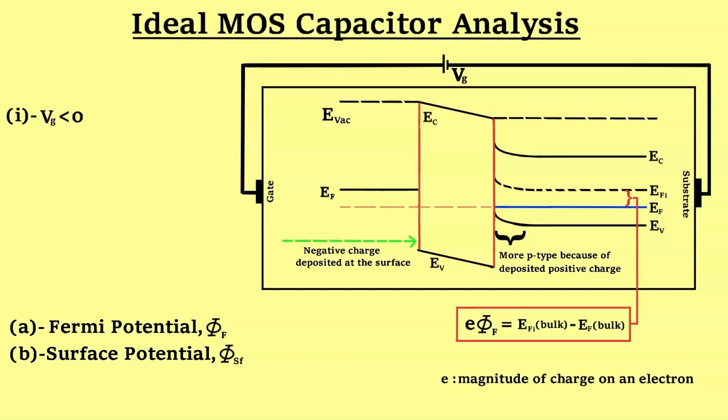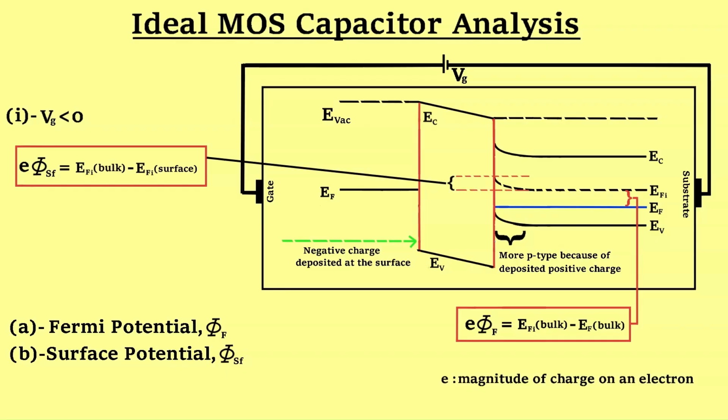The Fermi potential is equal to the intrinsic Fermi energy level in the bulk semiconductor minus the Fermi energy level in the bulk semiconductor. Bulk here simply refers to the portion of the semiconductor which is deep inside of the semiconductor, such that there are no bends in energy levels. The second parameter, which is surface potential, is defined as the intrinsic Fermi energy level deep inside the semiconductor minus the intrinsic Fermi energy level at the semiconductor and oxide interface.